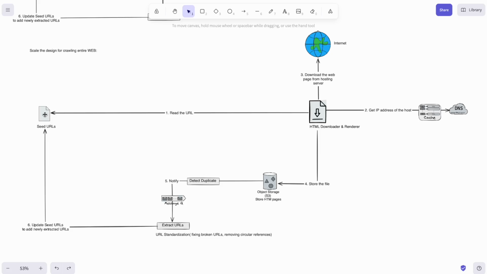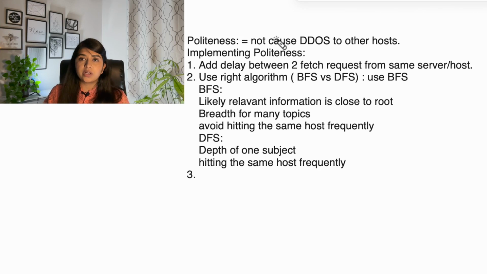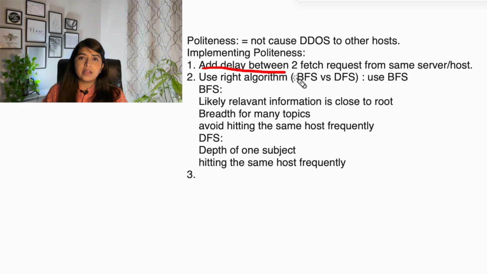Now let's talk about politeness. Politeness is basically don't cause harm to other people's servers. We can do that by adding a few seconds delay in our HTML downloader when we are trying to download the pages from the same server. It is one way to implement politeness, but when we are crawling billions of pages, adding a few seconds delay between every download request will simply cause our crawling process to go for longer hours.